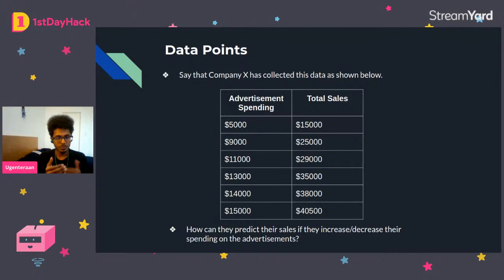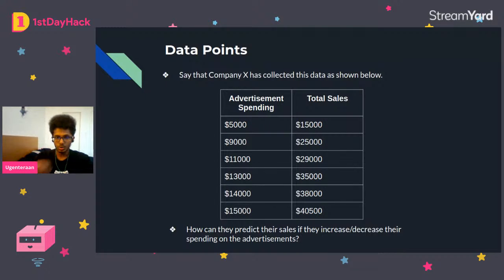So they want to know some sort of an estimation, more of a prediction, of what will happen if they spend this amount of money on the advertisement. So they want to know what's the total sale. So using this estimation, they can properly budget their spending for the advertisements, right? So we have this data table here. So you can see when they spend 5,000, the total sale is 15,000, 9,000, 25,000, and so on.